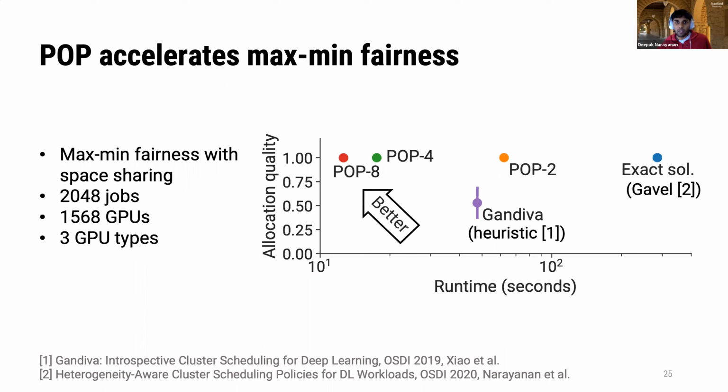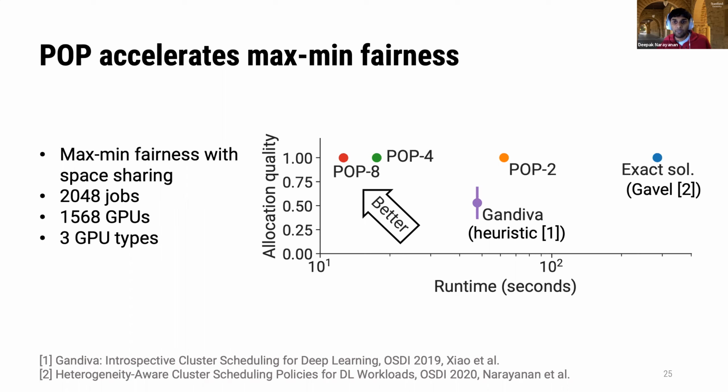Our method shows extremely good results in practice. For example, with the maximum fairness objective for GPU cluster scheduling, we can produce up to a 23x speedup in runtime with little drop in accuracy compared to using the full problem formulation. Note that POP-K uses K subproblems, and the speedup increases as the number of subproblems increases. The x-axis in this graph is logarithmic scale.